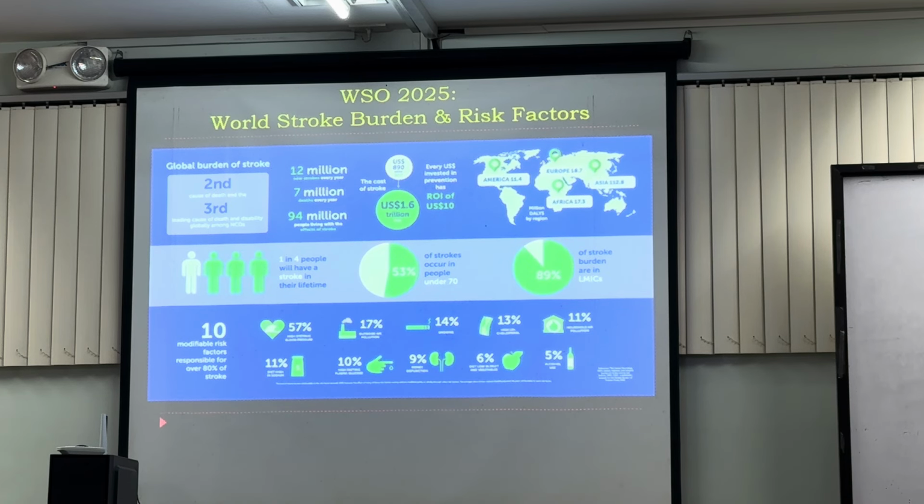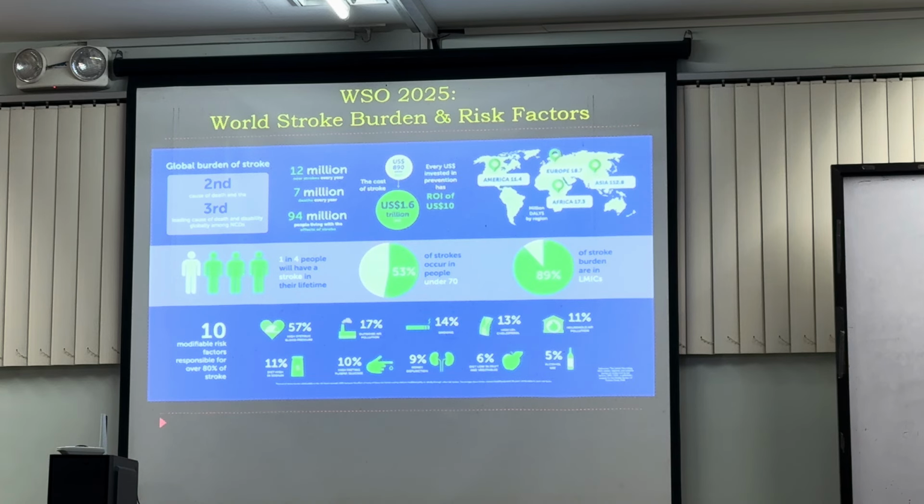Important to note that there are 10 modifiable risk factors responsible for over 80% of stroke. So if you want to address the burden of stroke, your strategy would be preventive, because 80% of strokes have modifiable risk factors which can be prevented.